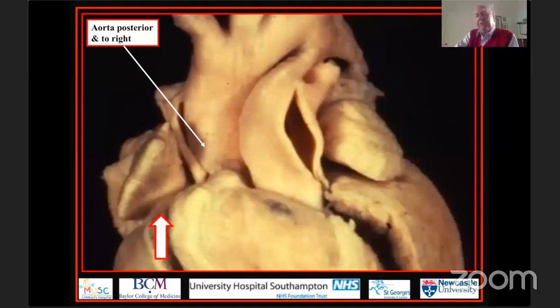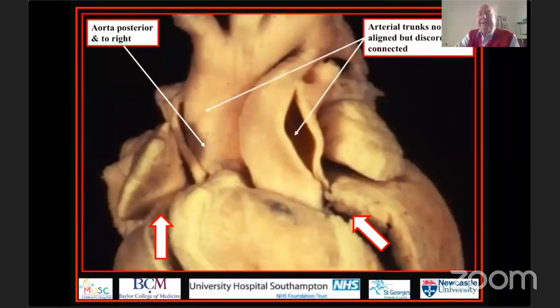And there you see the cut that shows you that in this heart, the aorta is arising from the right ventricle. It is discordantly connected. And there, to the other side, you see the cut showing you that the pulmonary trunk is arising from the left ventricle. We have discordant ventricular arterial connections.